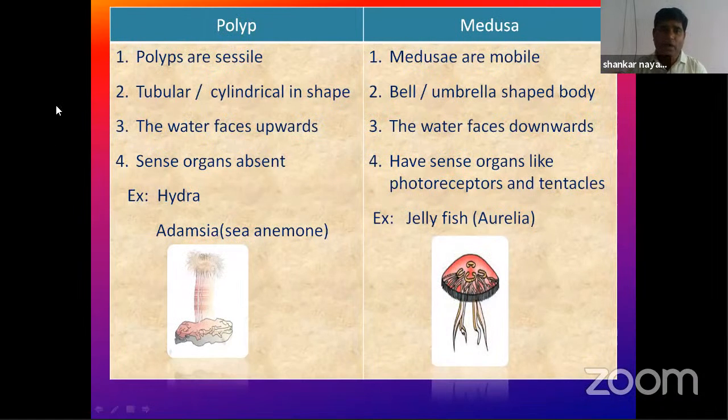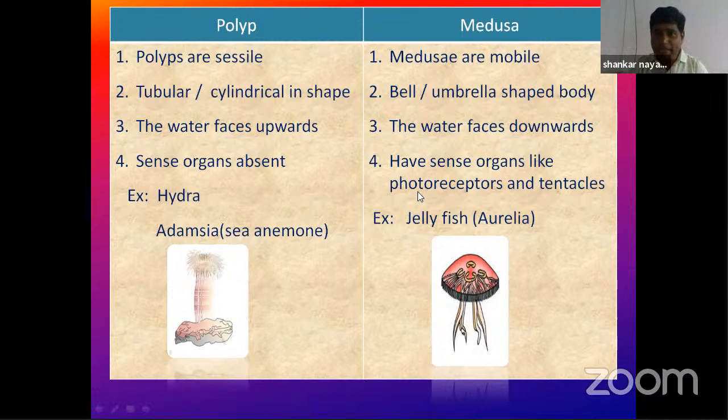Polyp and medusa. See, this is polyp and this is medusa. When it is in polyp body form, then it is sessile. Polyps are sessile. Medusae are mobile. They cannot move, but medusae can move from one place to another. And polyps are tubular or cylindrical in shape.